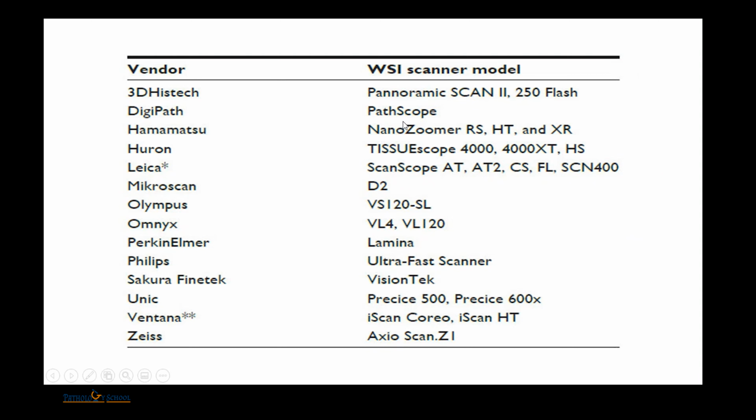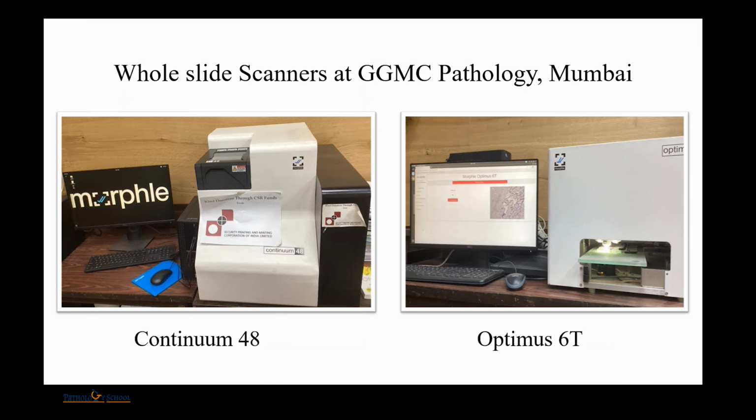These are the vendors which sell whole slide scanners. We have 3D Histech Panoramic, and the Panoramic 1000, which has a 1000 slide scanning capacity. Then there is Digipath Pathscope, Hamamatsu's Nanozoomer, Leica Scan Scope, and the Philips Ultrafast Scanner. These are the whole slide scanners in our institute, which are Morpheus Continuum 48 and Optimus 60. As you can see here, there is a microscope objective with a light source, and here are your slides that are scanned, and you can view the image on our desktop.